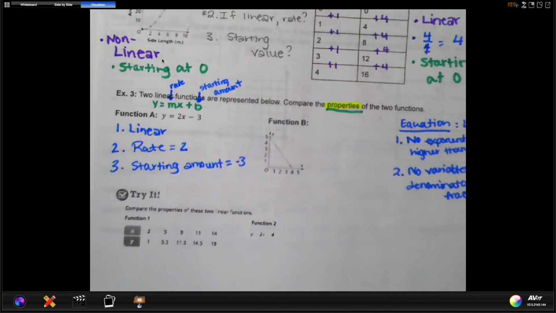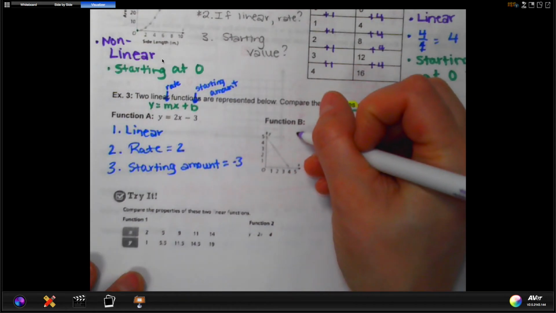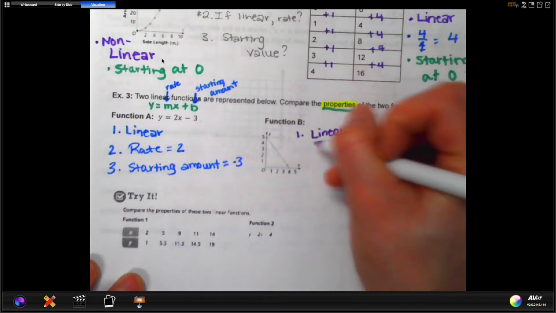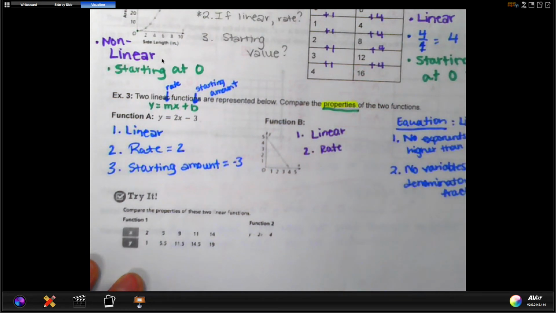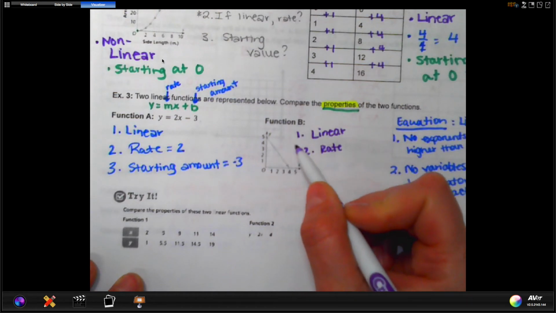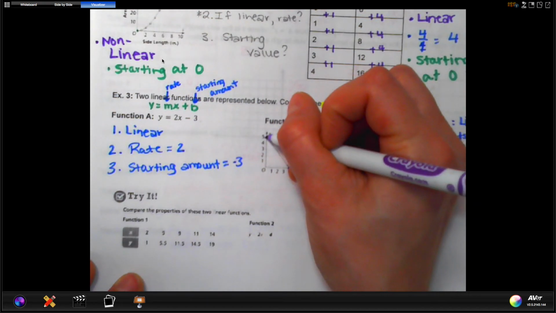Okay, comparing that to function B, this one, to determine if it's linear or nonlinear, if you have a graph, you simply look at it. It makes a straight line. This one is linear. Our rate this time, we need to find the rise over the run. So we need to find 2 spots. Now it's a little hard because there's no dots on here, but we definitely have a spot here on the 4. And we have a spot here on the 5.